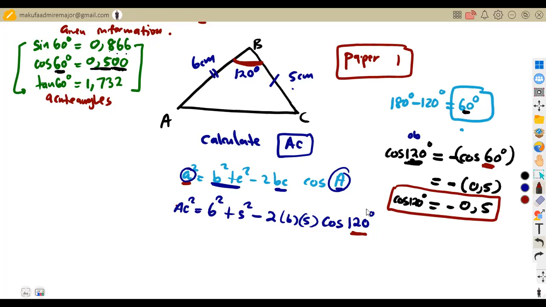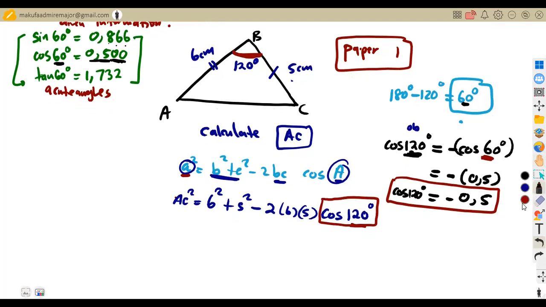So with this information, we are simply going to substitute where there is a cos 120 here. We are going to substitute its value, which is minus 0.5. So here we can simplify this as AC squared is equal to 6 squared, that is 36, plus 5 squared, which is 25, minus 2 times 5, that is 10, times 6, which is going to be 60. Then for cos 120, we are multiplying the whole of this by minus 0.5.